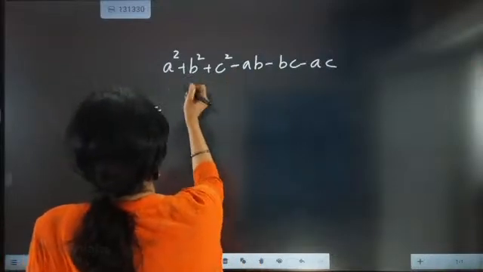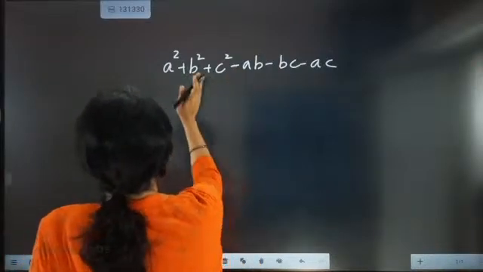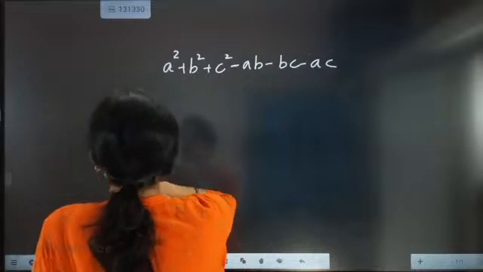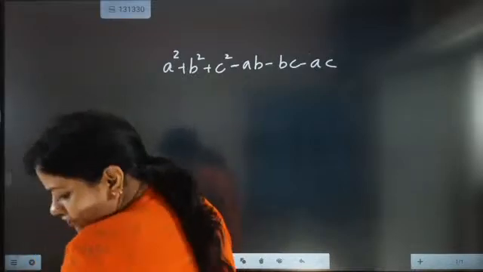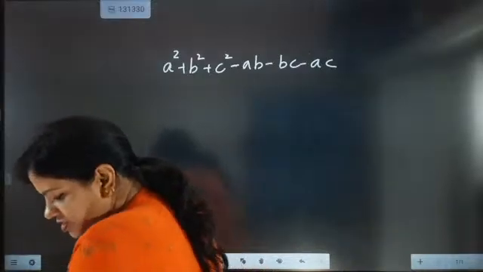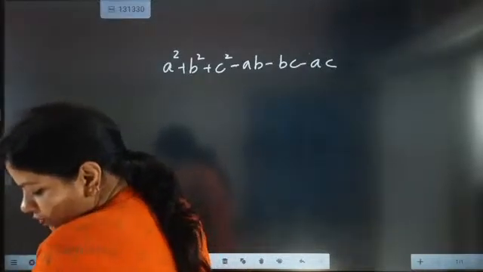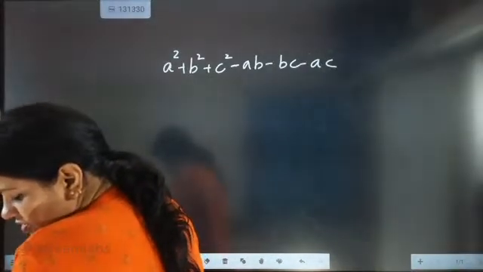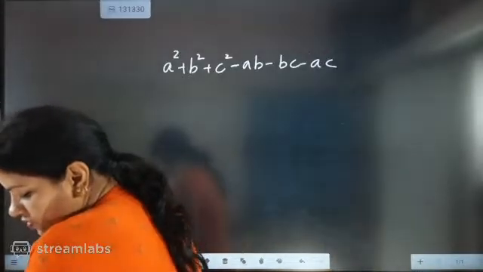First, we have to understand one thing, that a cube plus b cube plus c cube minus 3abc, that formula part is coming now. Okay, no problem. We are solving the question only.